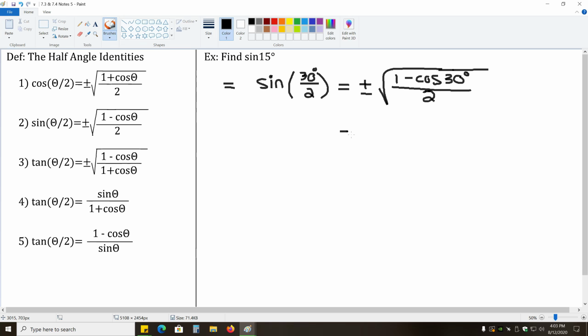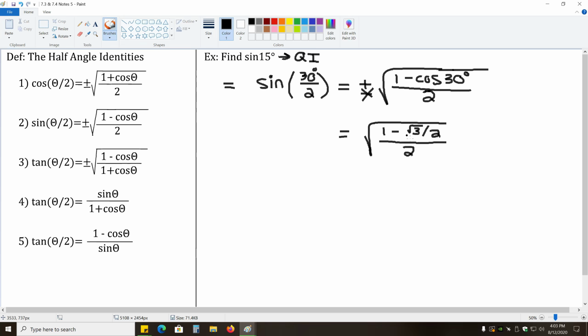And now we start simplifying. The first thing to note is that it's sine of 15 degrees. Because it's 15 degrees, that's in quadrant 1. So because it's in quadrant 1, we want the positive answer, not the negative one. Because sine is positive in quadrant 1. So we get the square root of 1 minus cosine of 30 degrees is the square root of 3 over 2. And this is all over 2.